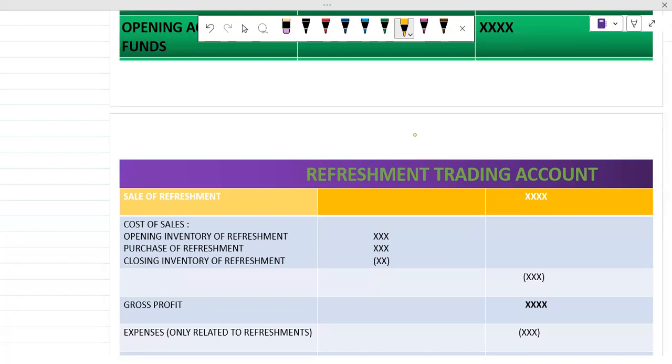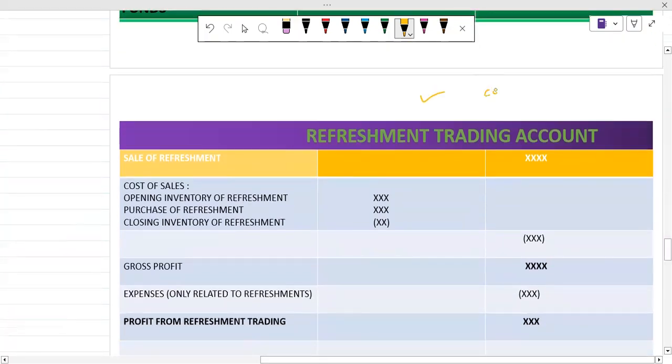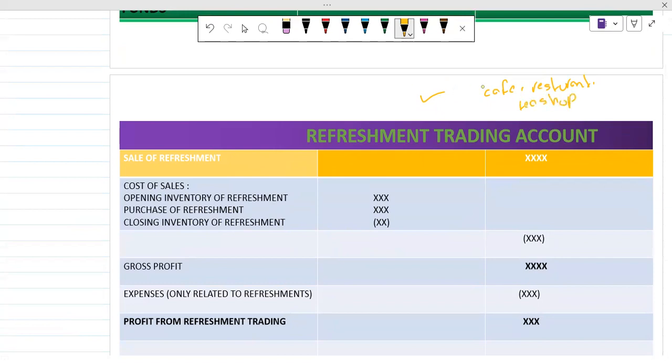Okay, so now we are going to discuss the refreshment trading account. It is all about the cafe, the restaurant, you can say the tea shop. Okay, so maybe this cafe, restaurant, and tea shop are run by the ABC hospital.